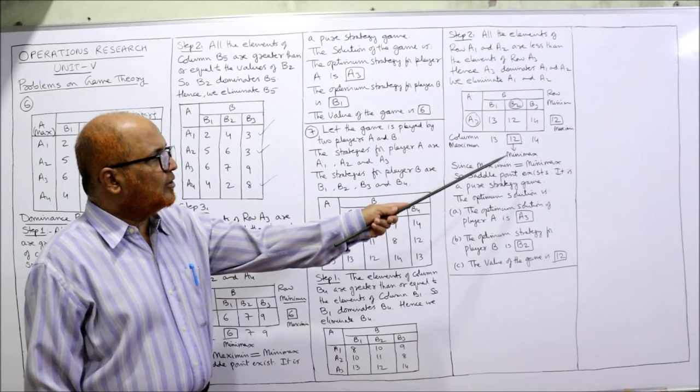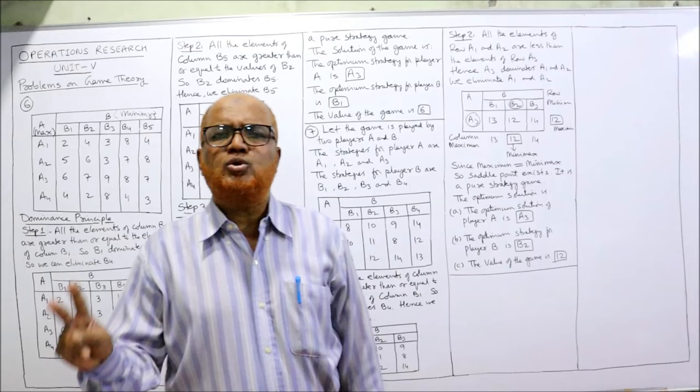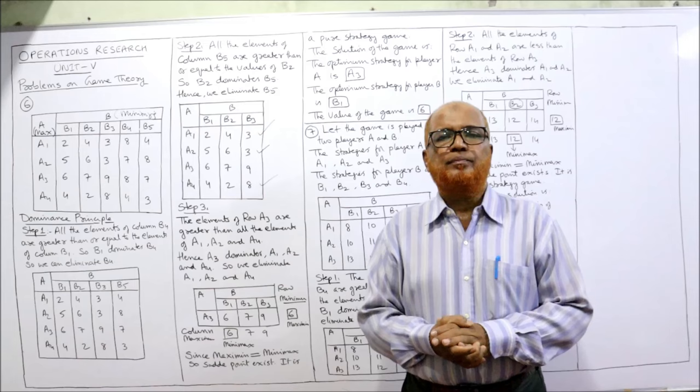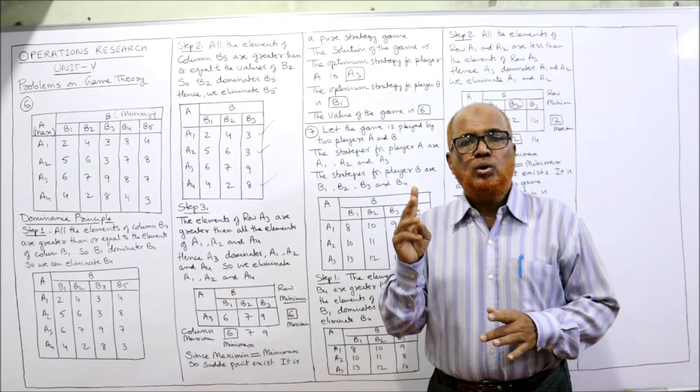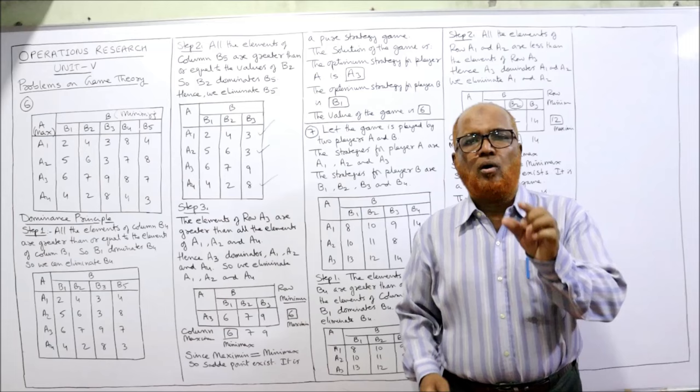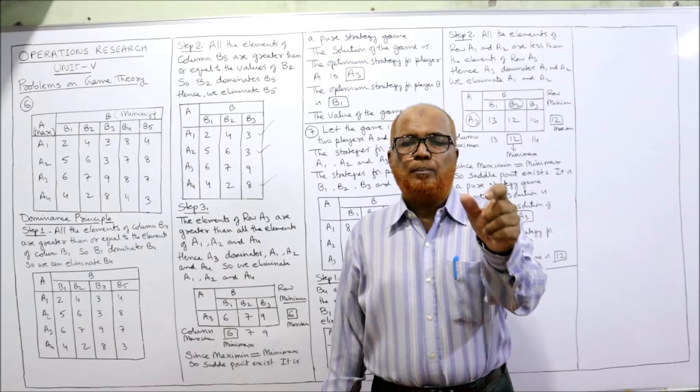That's it. So in this video, only two problems I have explained, that is 6th and 7th. And both the problems are based on principle of dominance. So if you practice this problem, then only you can be able to get the command. So don't watch the video only once. 2-3 times if you watch the video, if you maintain the notes, then only you can be able to get the command. So far, 7 problems I've completed. All the 7 problems are pure strategy problem where saddle point exists.